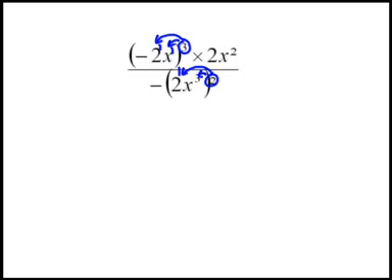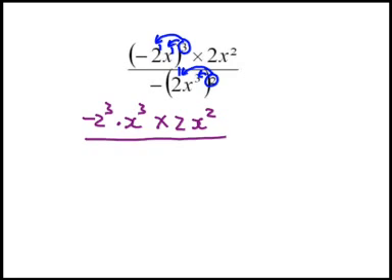So multiplying that out will give us minus 2 to the power of 3 times x to the power of 1 times 3, which is also x to the power of 3, times 2x squared, and below the line we'll have the minus outside the bracket, which means we must first take care of the bracket and then the minus, other than the first bracket which had the minus inside.